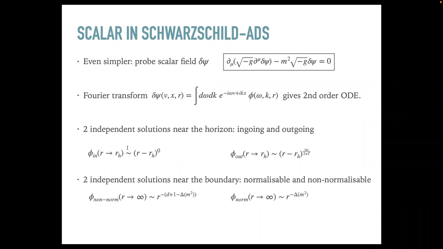We can also look at the two independent solutions near the boundary of the spacetime, so when r is large. The two independent solutions scale in different ways with r. One of them is called the non-normalizable mode. That's the one that grows fastest as r becomes large. It grows with r in some particular way, where delta here is some function of the mass, which is not particularly important. And the other independent solution is called the normalizable solution. It goes lower near the boundary and it scales in some other way.